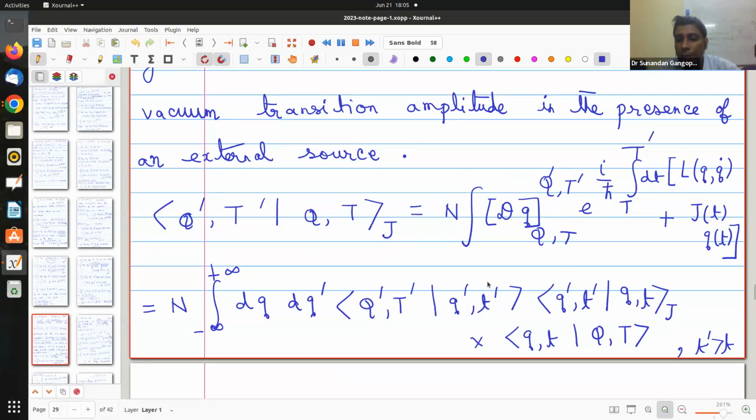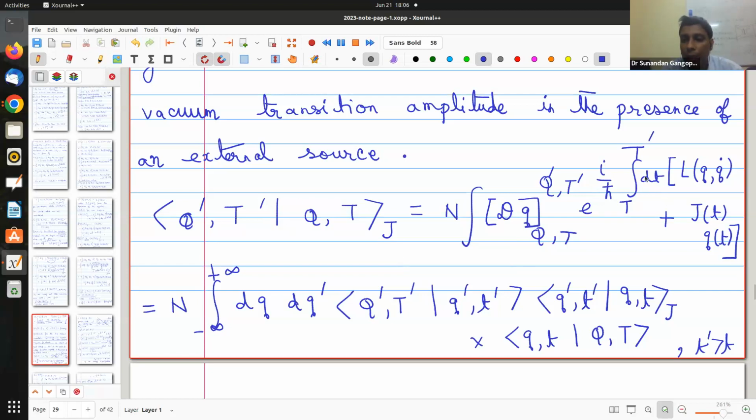So this is the path integral. These are the boundary conditions on the path integral, over all possible paths in the configuration space. And then you have the weight factor, which is e to the power of i/ħ times the action, but the action in the presence of the external source, because now we are computing this overlap in the presence of the source J.